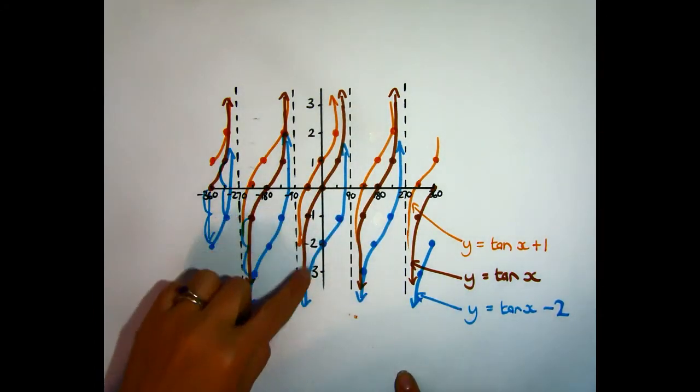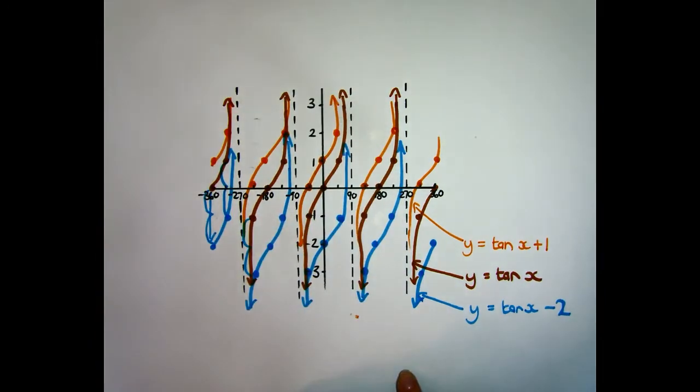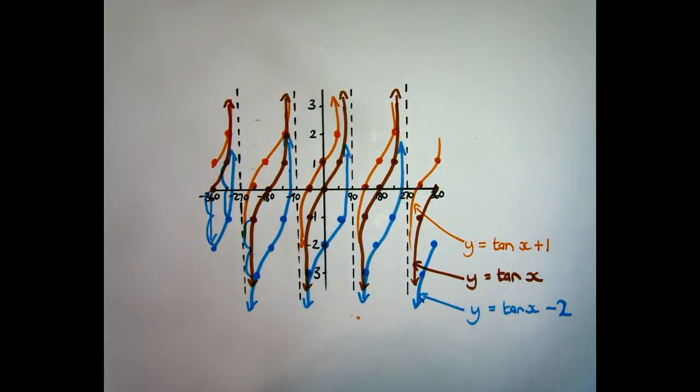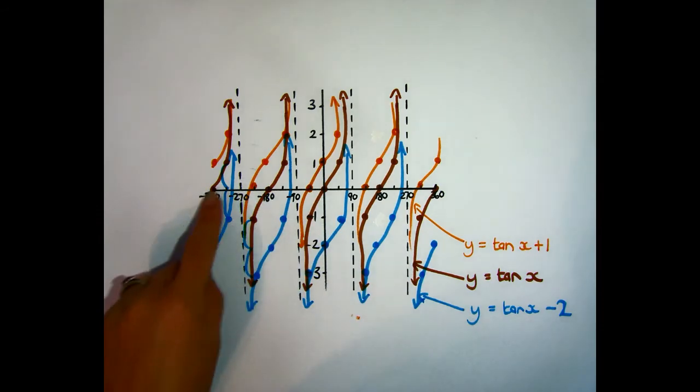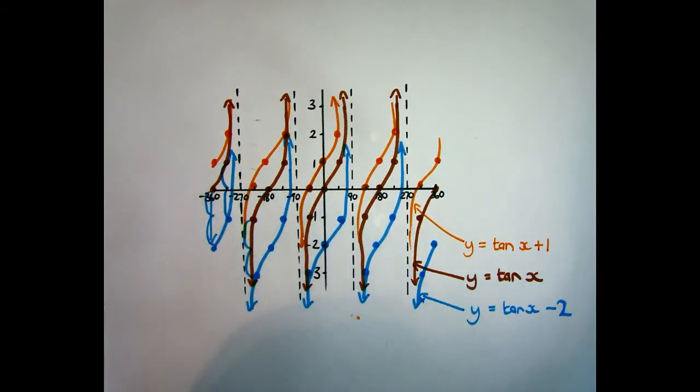You've got the same three little values, but they've been shifted down by 3, and all you do at that point is you add in your water slide shape. Remember, no matter what kind of tan graph you're drawing, you must put the asymptotes down first, and your scale needs to go up in 45s.